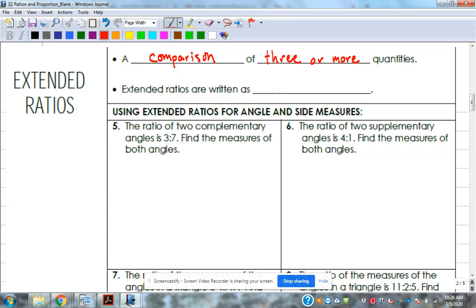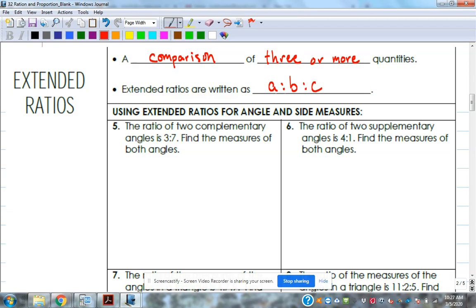So the extended ratios are written usually in the colon notation. That's normally how extended ratios are going to be written. And then we're going to apply that to some different figures and geometric principles. So we're going to get actually into some geometry and out of the music store.